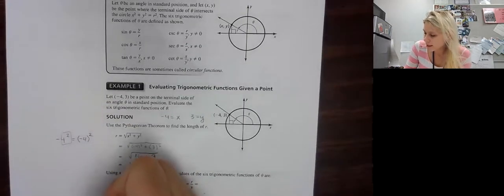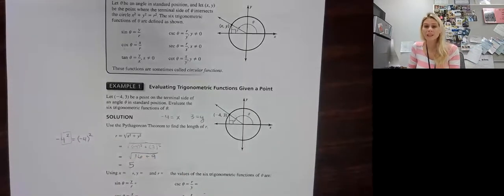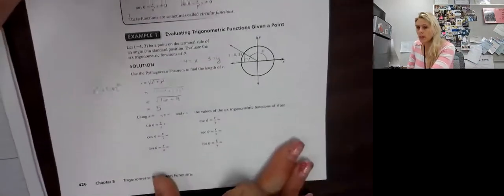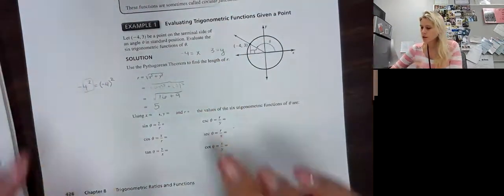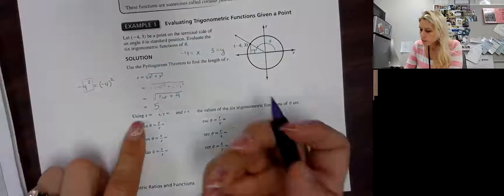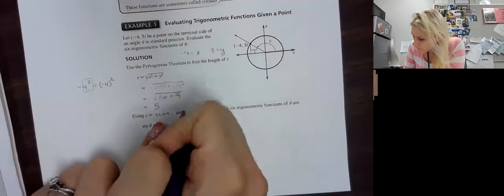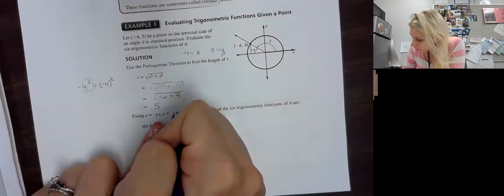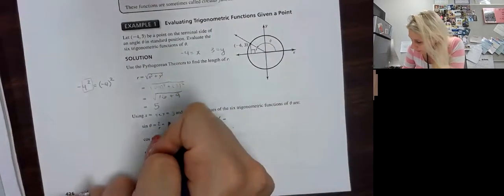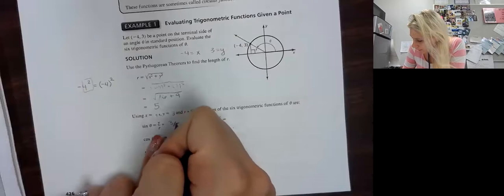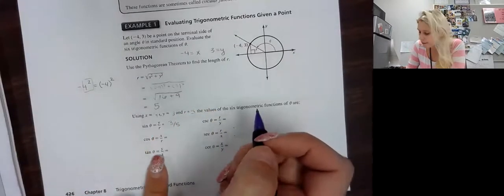Now, if it is not a perfect square, yes, we will still have to simplify it and then use that as our r. So now, luckily, we have our ratios down here, so we don't have to look back up there. So we have x is -4, y is 3, and r is 5. So when I look at sine, I'm going to say 3 over 5. Sine is 3 over 5.